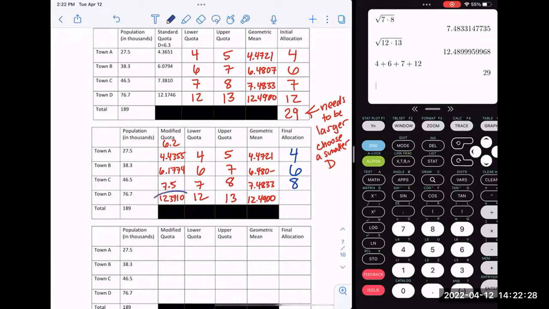And then 12.3710 is smaller than 12.49, so I'm going to use the lower quota of 12. And I think that does it. That adds up to 30. And so my final apportionment is 4, 6, 8, 12. Which actually happened to be the same thing we got with Webster's, but it doesn't always work that way. It just happened to work out this time.